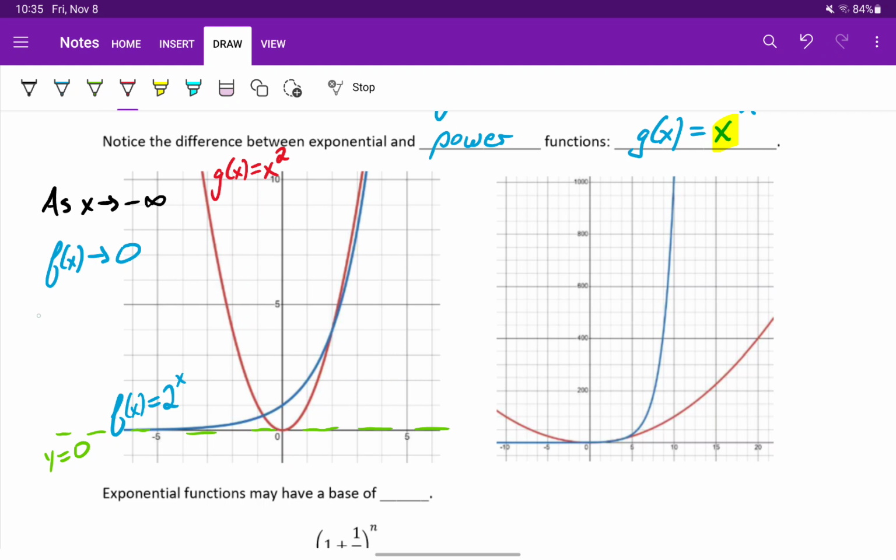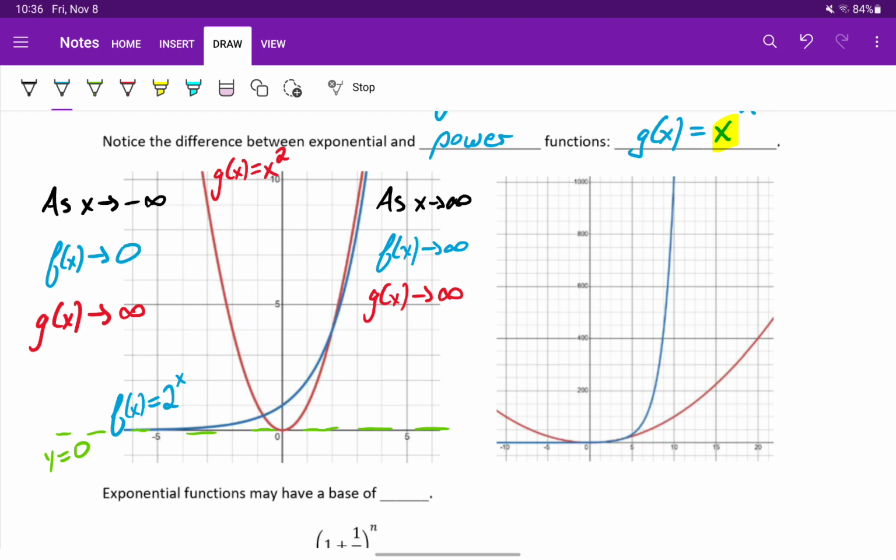While our power function, x squared, or g of x, is approaching positive infinity. So a power function and an exponential function have different behaviors on one side, and then as x approaches infinity, we can see that those two behaviors, at least initially, appear very similar. f of x, our exponential function, is headed to infinity, and g of x, our power function, is also headed to infinity.